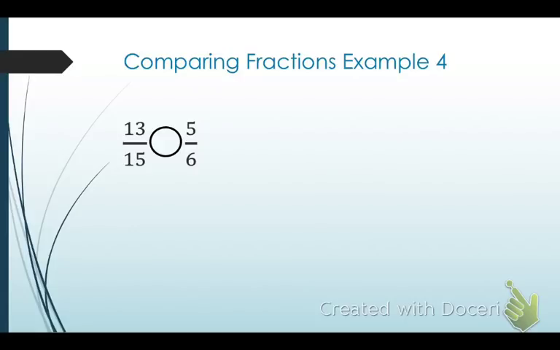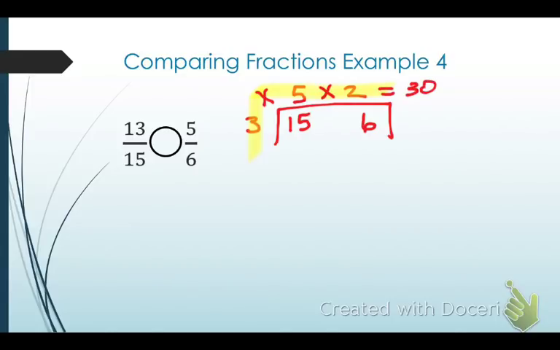Again, first thing I need to look at is my denominator, and I have 15 and I have 6. So 15 and 6. I know that both of those can be divided by 3. 5 and 2. And 5 and 2 are both prime, so I'm done. So again, I'm going to multiply these. And 3 times 5 is 15, times 2 equals 30. So my new common denominator is going to be 30.